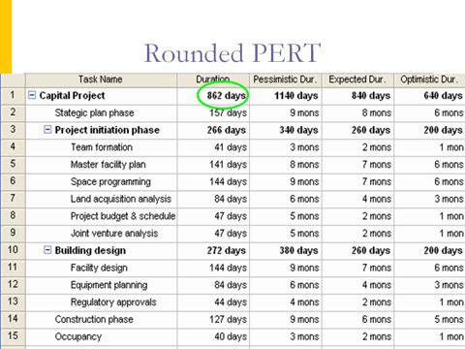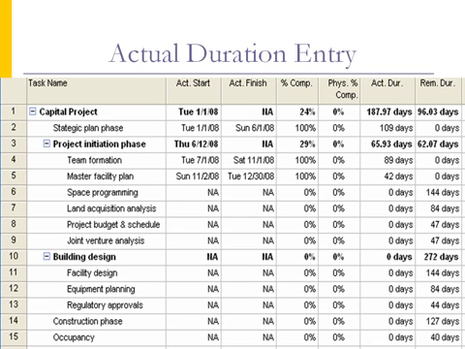All of the durations were rounded up to the nearest full day to find the durations that will be used for the project analysis. Thus, circled in green, the PERT duration, which is the planned duration for the project, is 862 days. After we save the baseline, we entered the actual duration by looking at the tracking view of PERT.